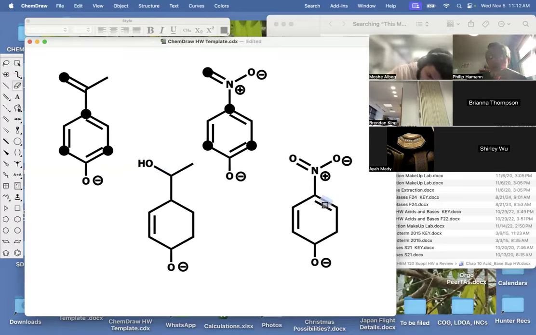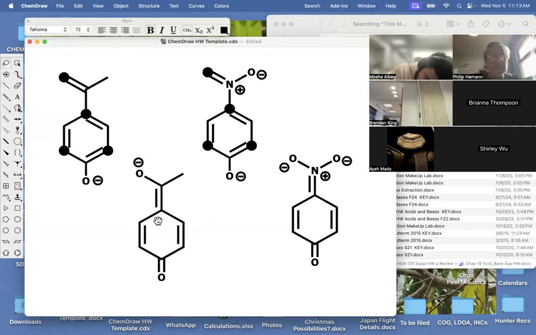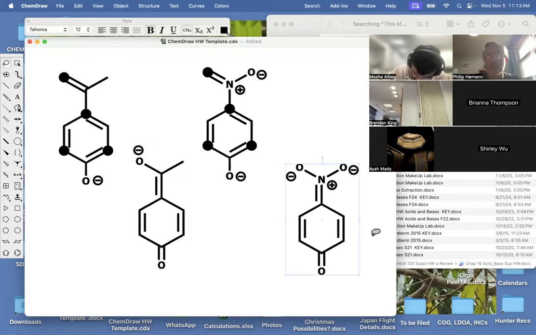So hopefully you can draw all the intermediate resonance structures. I'm just going to go to the end. Okay, so that is the resonance structures, the key resonance structure.